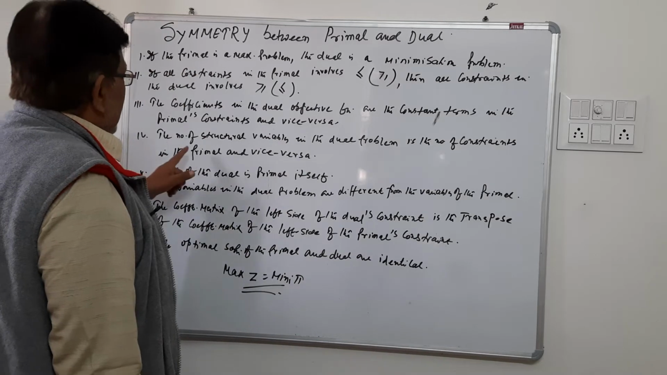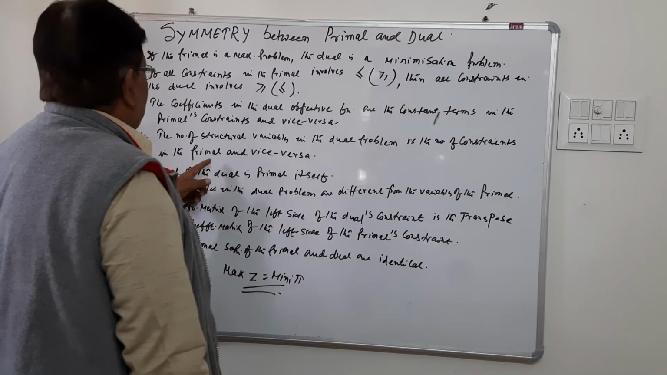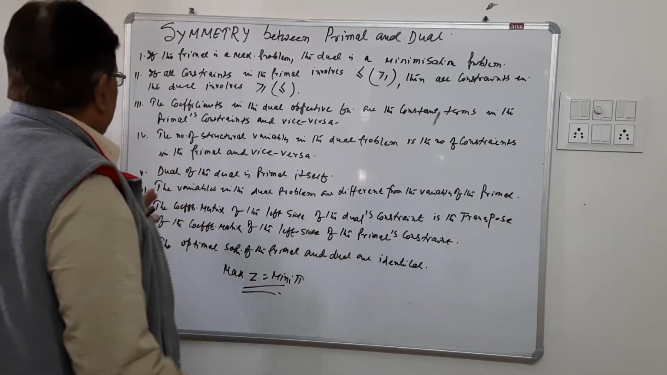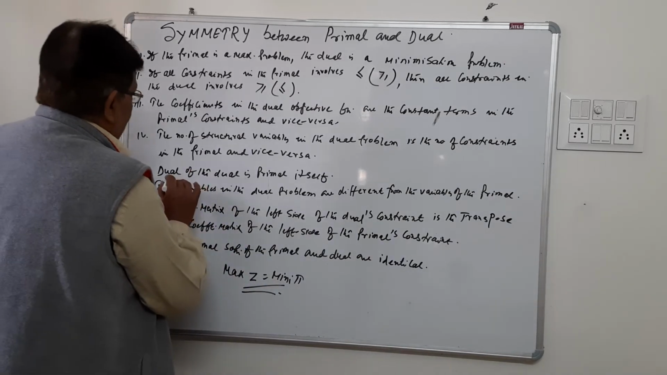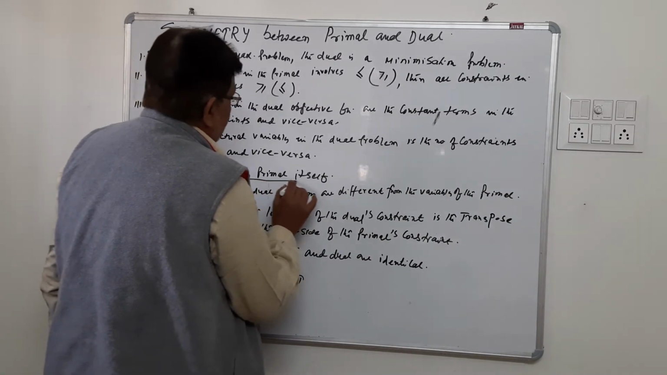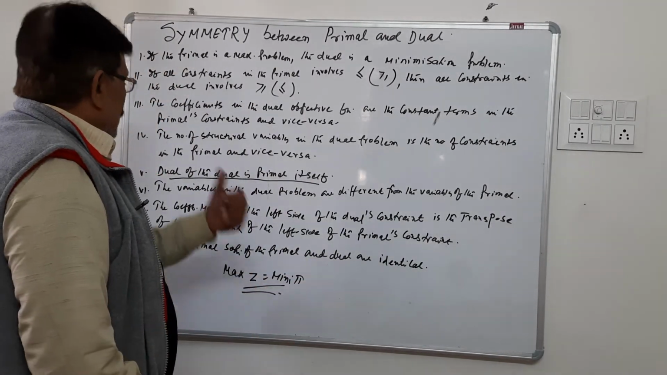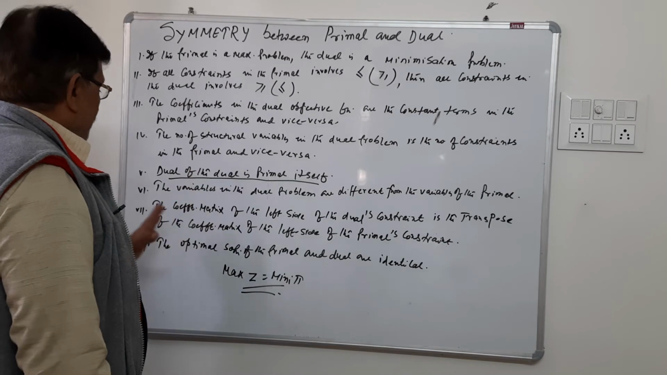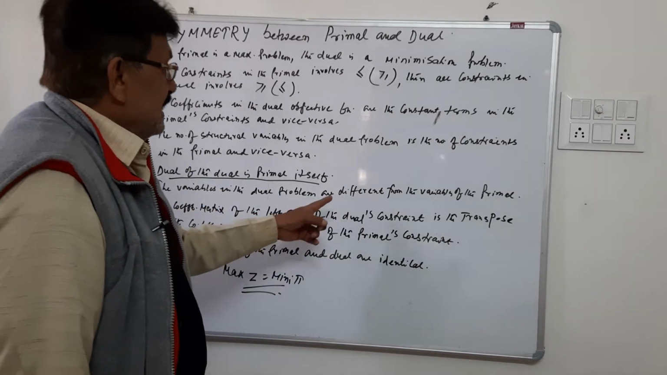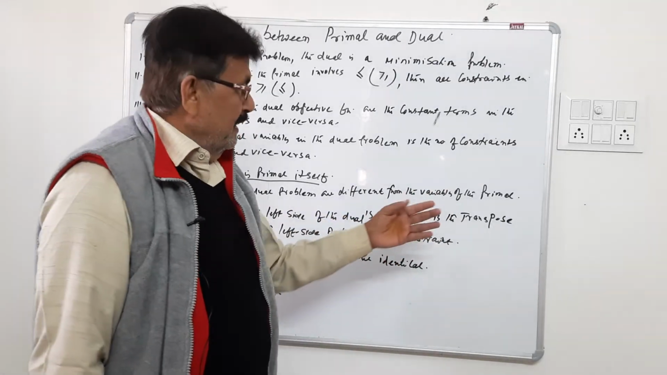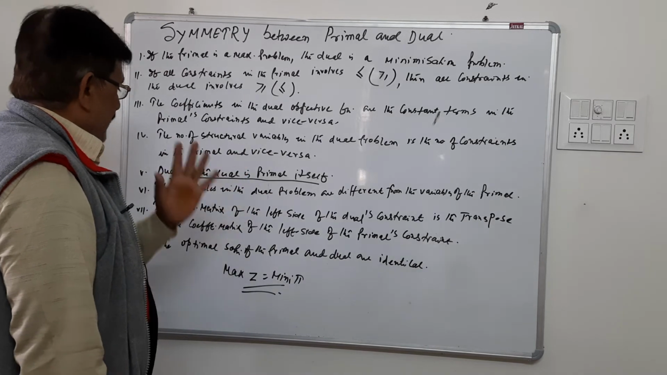Number 4, the number of structural variables in the dual problem is the number of constraints in the primal and vice versa, which I have explained. Number 5, the dual of the dual is the primal itself. Yes, if you get the dual of the primal and if you again get the dual of the dual, you will reach the primal itself. Number 6, the variables in the dual problem are different from the variables in the primal. There we had the terms x1, x2. In the dual we took y1, y2.